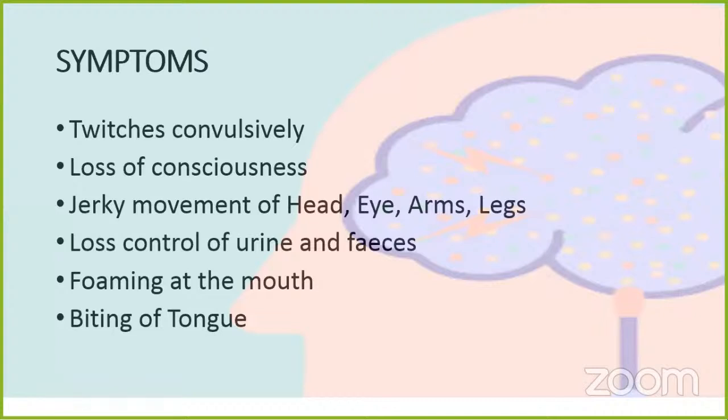Some people may just stare blankly for a few seconds during a seizure. Some may have twitching in their arms and legs. Other symptoms may include temporary confusion, stiff muscles, and uncontrollable jerking movements.